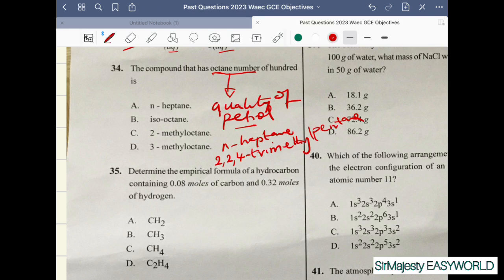The one that has an octane number of 100 has this in higher percentage, 100, and 0 of N-heptane. The question says the compound that has an octane number of 100 is 2,2,4-trimethylpentane, while N-heptane has an octane number of 0. And we don't see this in the options, okay? How many carbons are here? This is 1, 2, then pent is 5, so the answer is B.